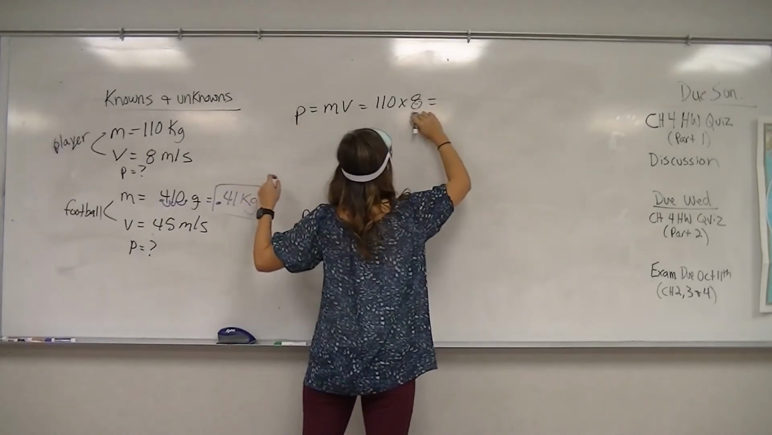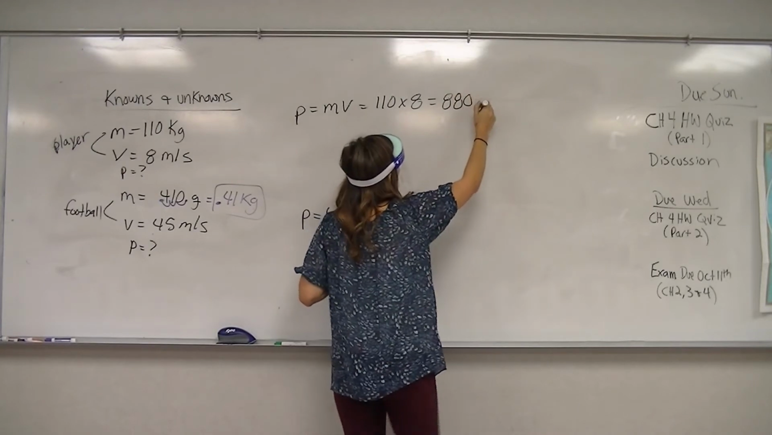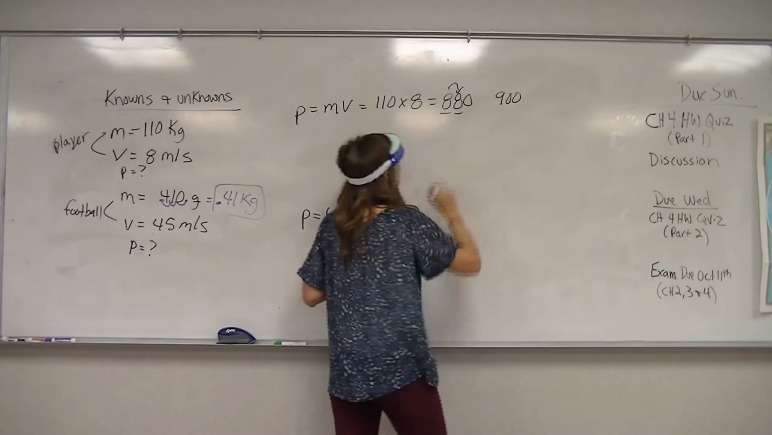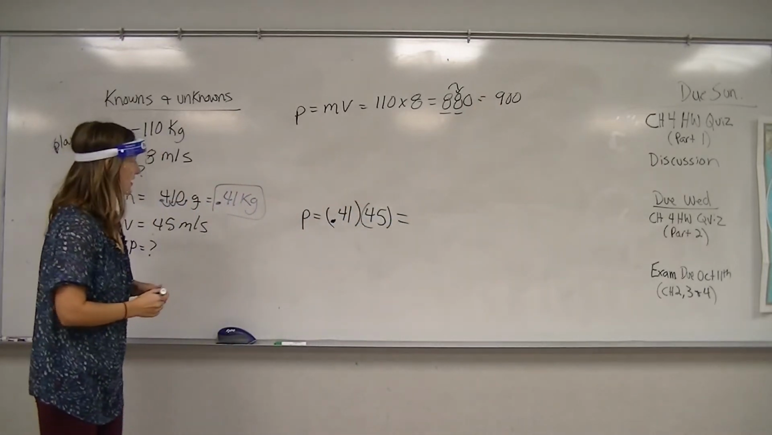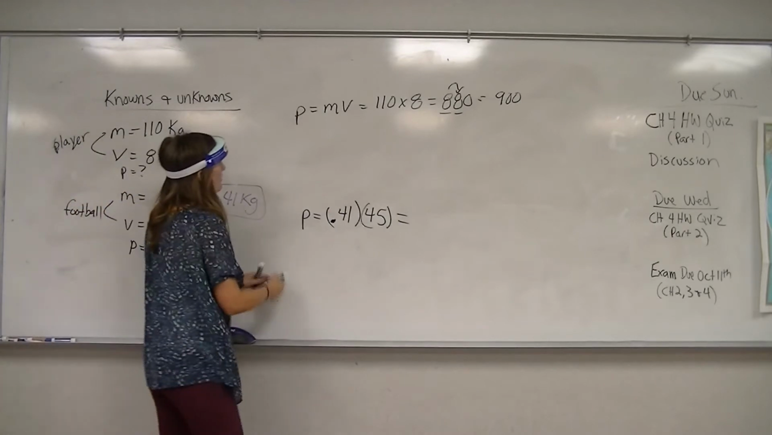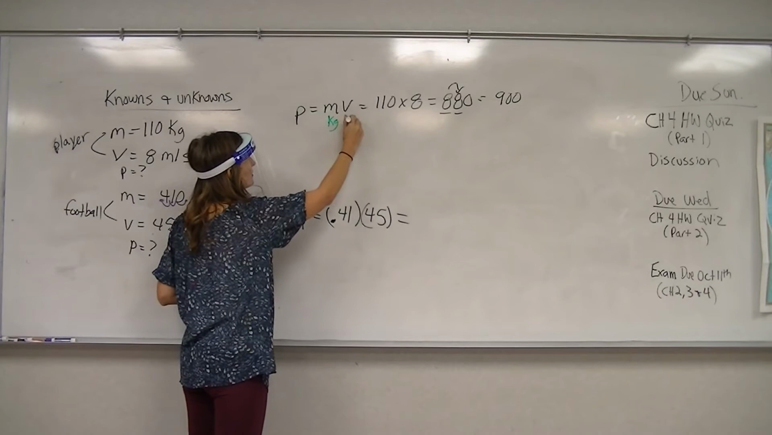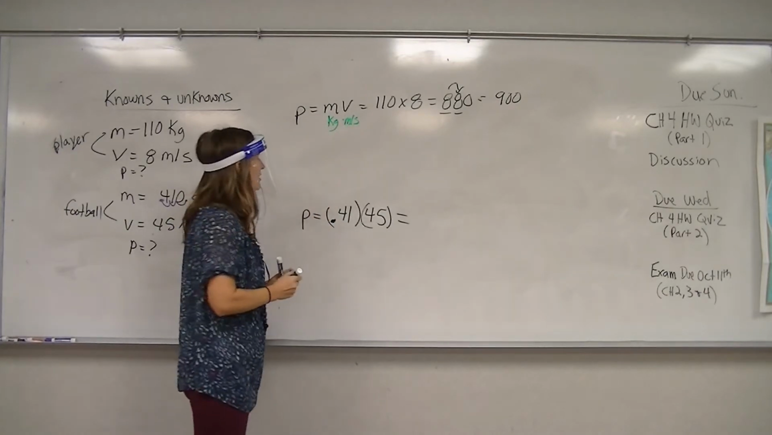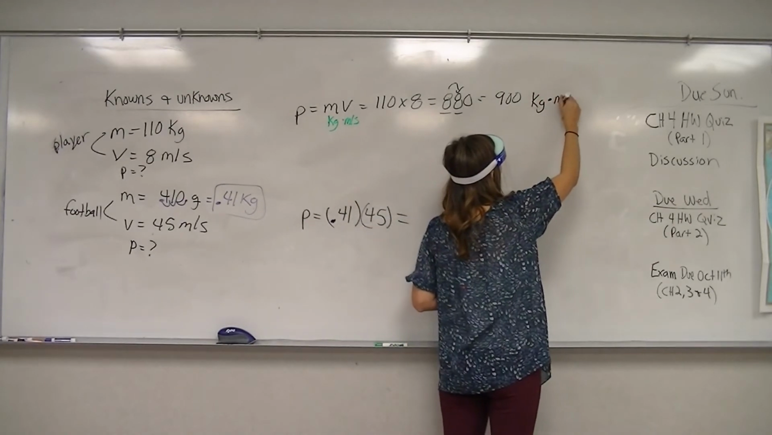So how many sig figs? We only need one sig fig for this one, don't we? 880, so that would round to 900. So we want one sig fig. And the units. So for units, mass is kilograms. Velocity, meters per second. So that's our units, right there. kg times m/s.